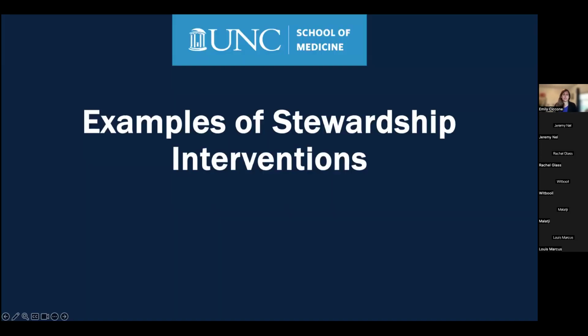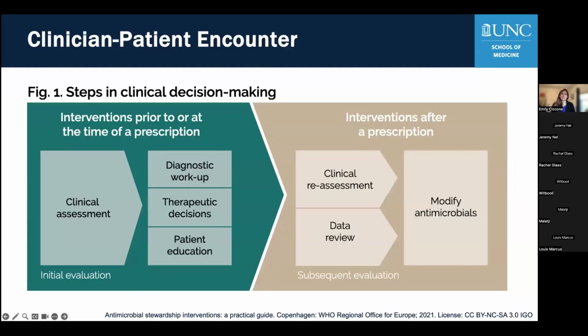So with that introduction of antimicrobial and diagnostic stewardship, just kind of recentering us to these things, I'd like to share some examples of general stewardship interventions that can be either implemented in your practice or at your institution that we've done at UNC that have shown benefit and I think hopefully are of interest to you as well. So for this, I'd like to think in a little bit of a different framework of the clinical decision-making process.